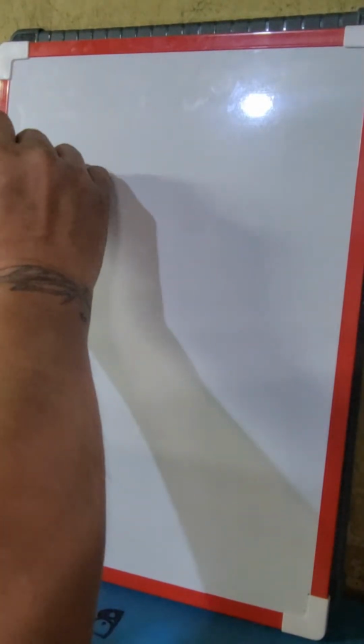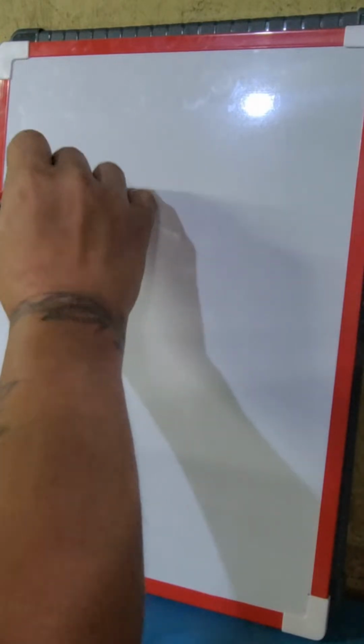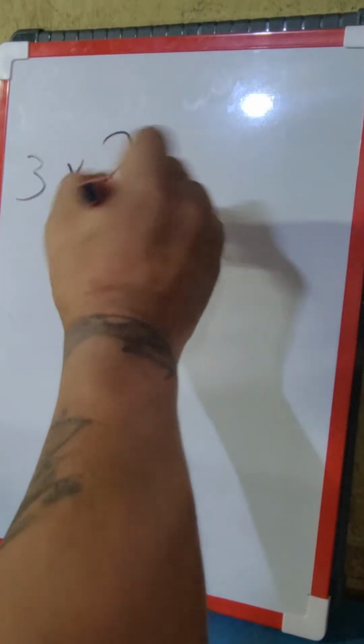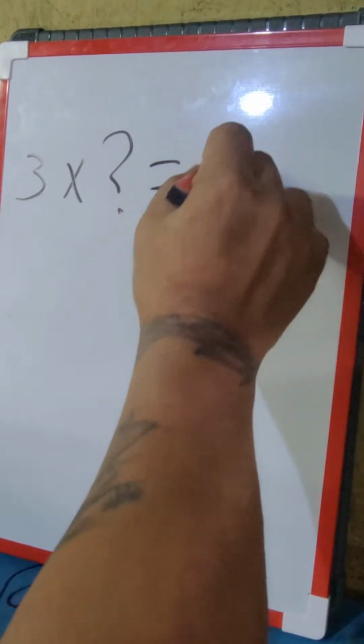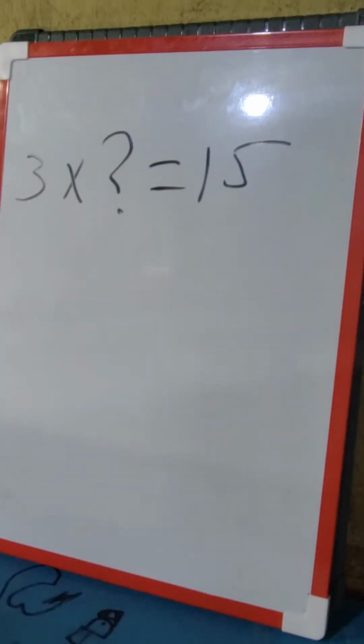Okay. So in multiplication, it's the factor times the factor equals the product. Now in division, it's the dividend, the divisor, and the quotient. Okay? So, a factor times a factor. The factor of 3 times what, a question mark, equals 15. He knows the answer, but we're going to explain it to him, okay?